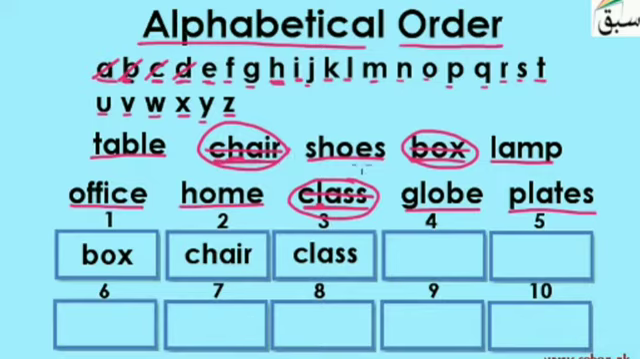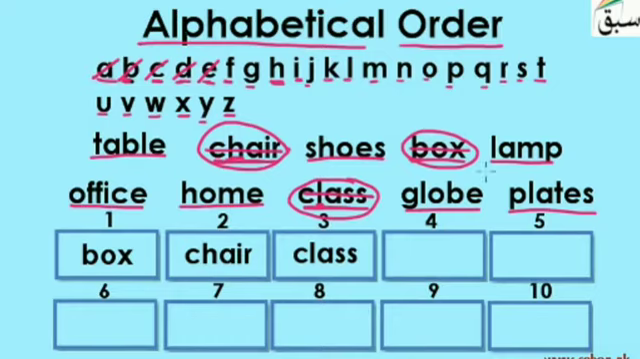Table, shoes, lamp, office, home, globe, plates. There is no word from letter E. We will cut letter E. We will come to the next letter F. Again we will read the letter.